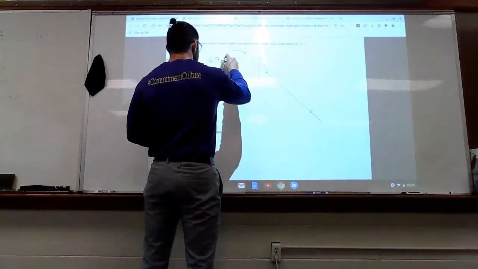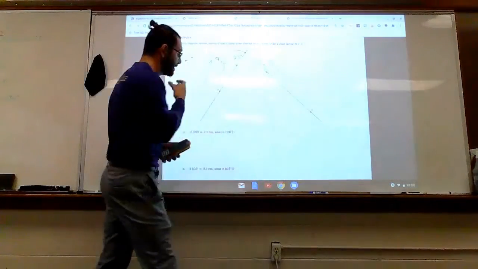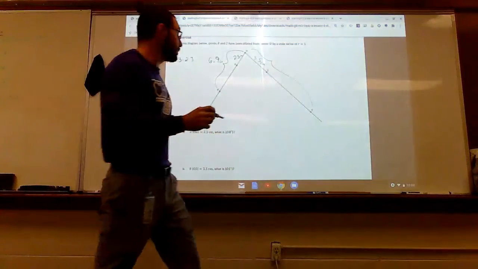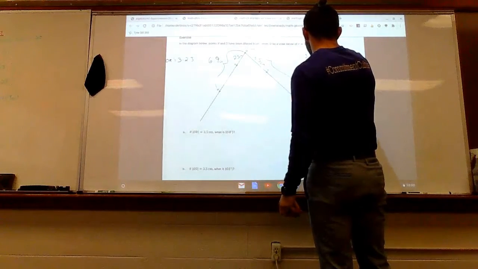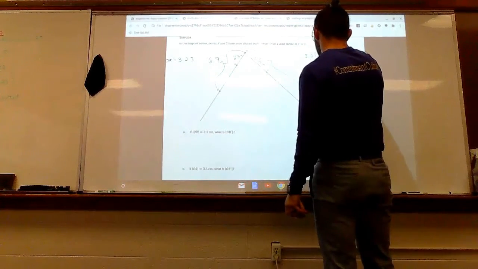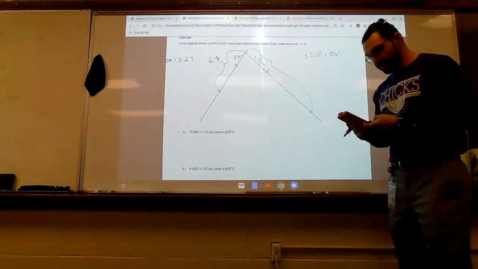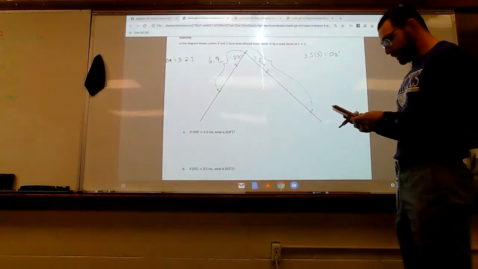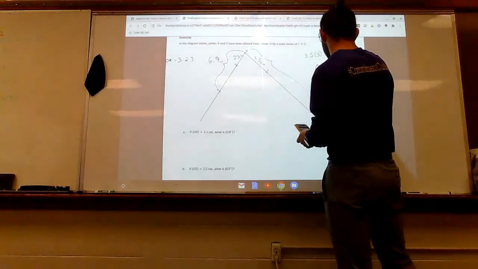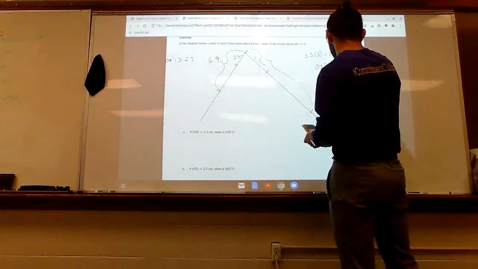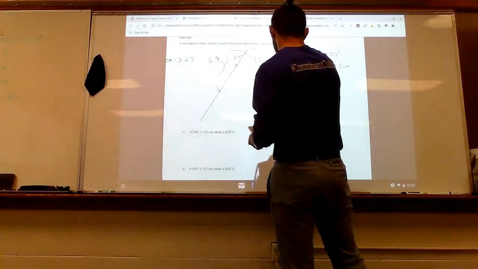Relatively easy. If OS is 3.5 centimeters, what is O prime S prime? Well, once again, we take our pre-image, we multiply it by the scale factor, and that gives me my image. So I'm going to take my calculator because I don't feel like thinking. 3 5/10 times 3 gives me 10 5/10 centimeters.